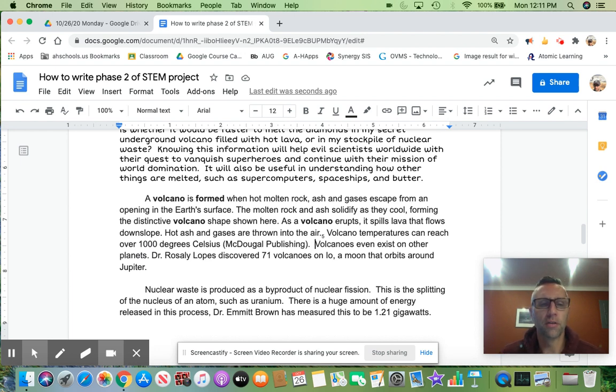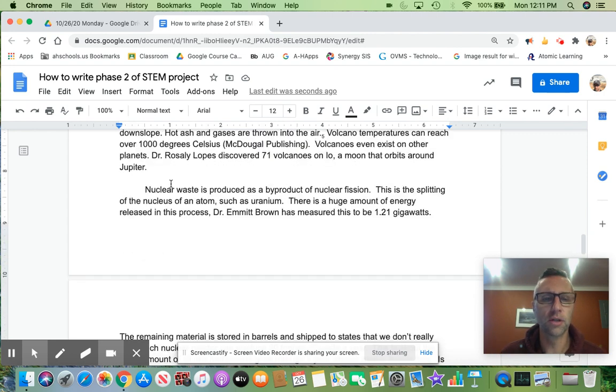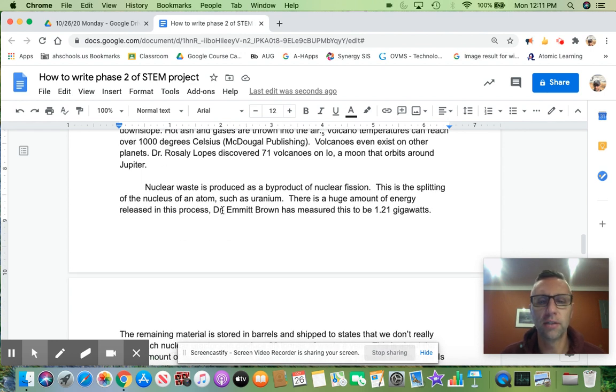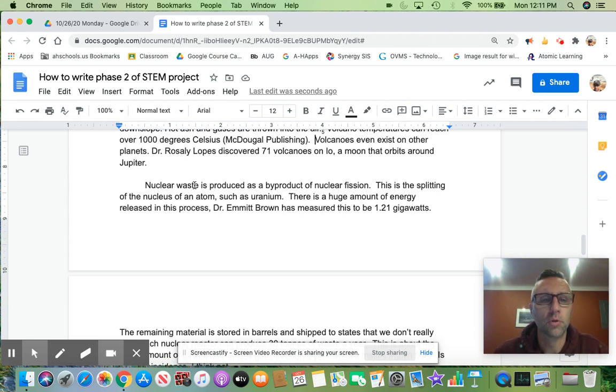What I'm looking for in the main background research is things that would help you learn about each of the things you're looking at. So I've got a paragraph on volcanoes and lava. I've got a paragraph on nuclear waste. I've got some facts here. Again, if I'm going to use the scientist in there, then they need to be cited in my bibliography. Nuclear waste is produced as a byproduct of nuclear fission. I didn't figure that out. That is a fact, but I need a source for it. I have to find out where I figured that out from.